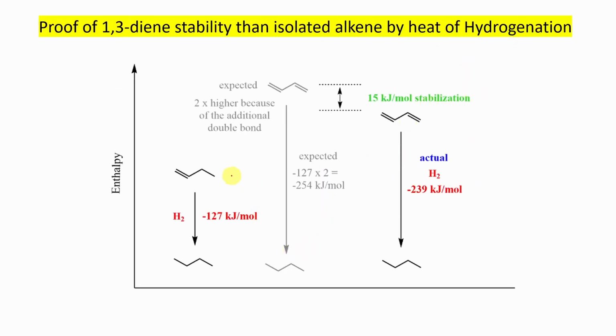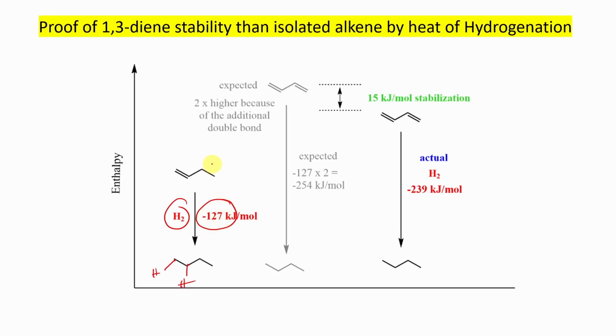So you can see here, what is heat of hydrogenation? The amount of energy released upon hydrogen addition to pi bonds. And what is the product? The product has carbon-hydrogen sigma bonds. We know sigma bonds are more stable than pi bonds, that's why energy is released. This is an exothermic reaction, and here the value is minus 127 kilojoule per mole.